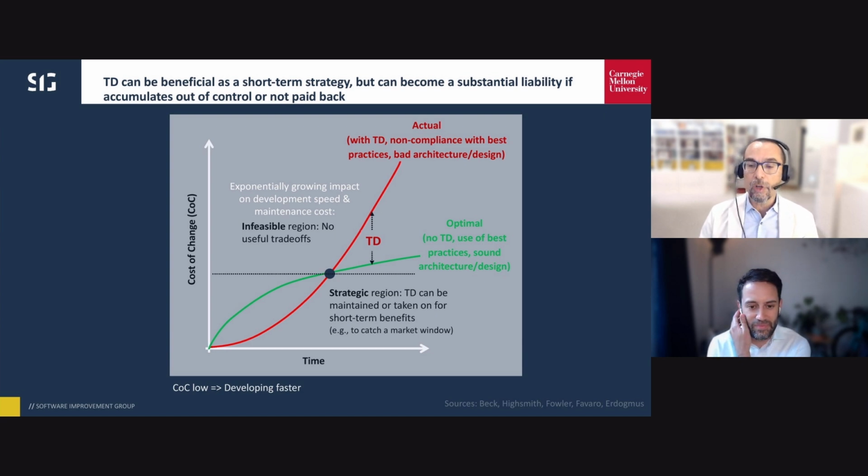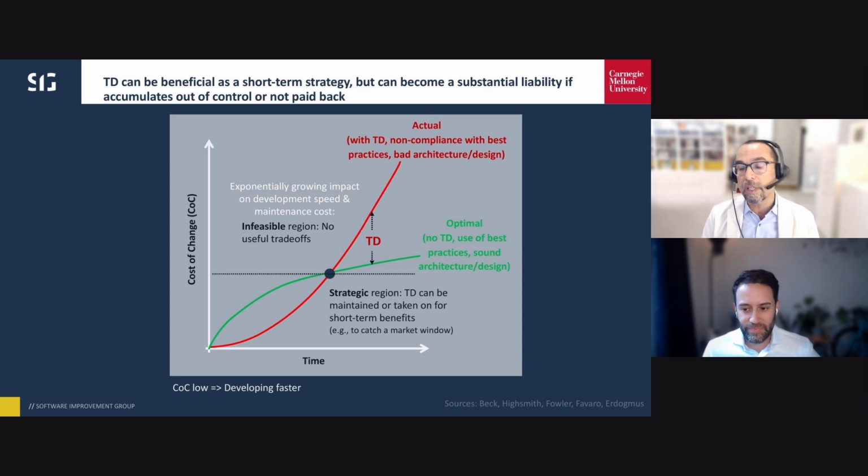Below that crossover point, that dot in the middle, we have what we call the strategic region. In the strategic region, we have some choices. Those choices represent a trade-off between paying the technical debt now or taking on technical debt and paying it later. We would sometimes be amenable to that because there are short-term benefits that overpower the cost we incur by taking on technical debt. We may try to catch a market window by cutting some corners deliberately. And once we catch the market window, we can start paying off the debt gradually. This is a completely reasonable strategy, and it's done very frequently in software development.